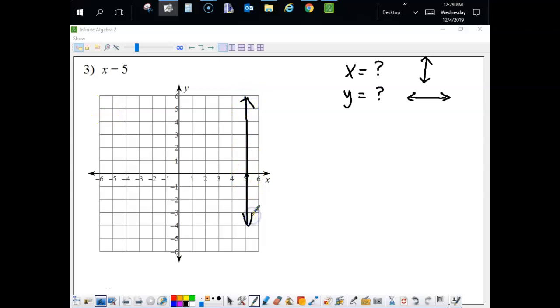That's all? Yeah, that's it. It just means that x is 5. So everywhere on this line, x equals 5. Notice that y can be anything because y doesn't matter in this equation, but x is always 5.